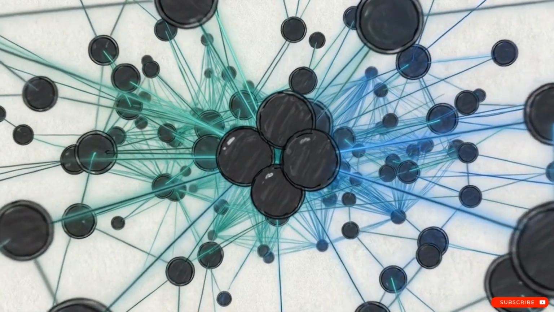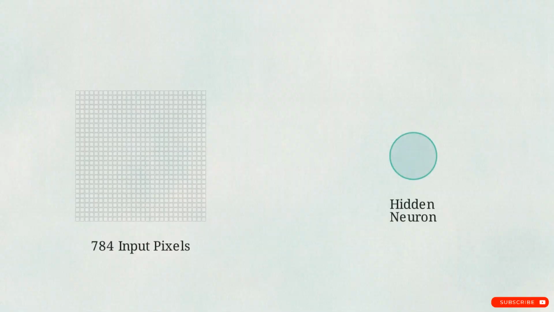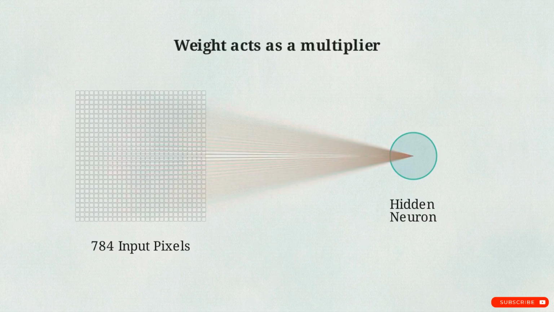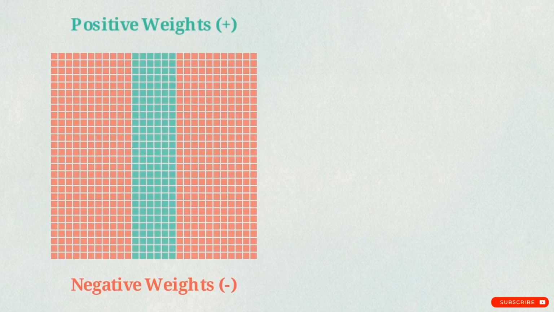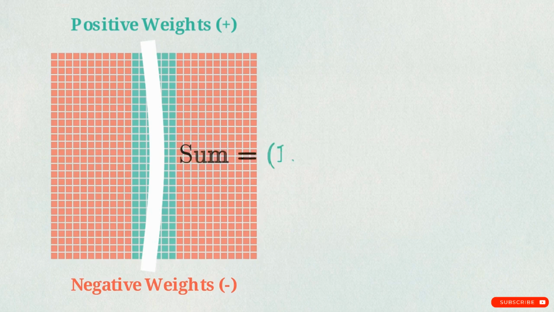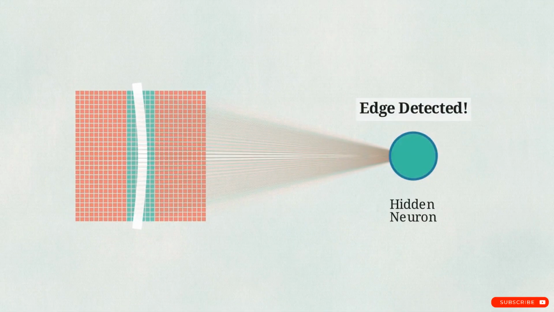To see how a neuron actually detects a pattern, we need to look at the parameters that govern the connections between layers. We assign a weight to every connection between our hidden neuron and the 784 input pixels. These weights are numbers, positive in green, negative in red. Each weight acts as a multiplier. To detect an edge, we give positive weights to pixels in that specific region and negative weights to the surrounding pixels. When we calculate the sum of these weighted values, the result is highest when the target pixels are bright and the surrounding pixels are dark.